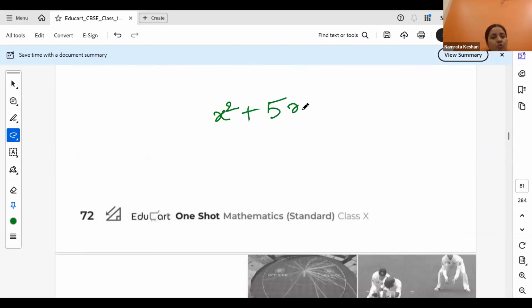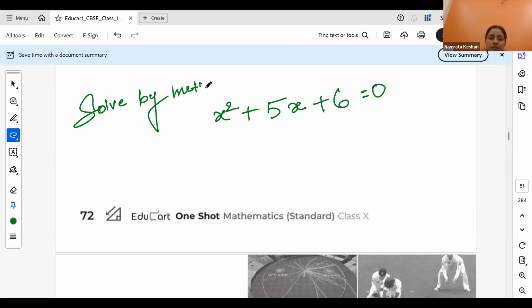Suppose we are having x square plus 5x plus 6 is equals to 0, and we want to solve it by method of factorization. Just the way you do is splitting the middle term. Here you will see what is A, what is B, what is C. Then we will do the multiplication of A and C, that is 6. Then we will try splitting it so that we will be getting the middle term. So 3 and 2 we are getting.